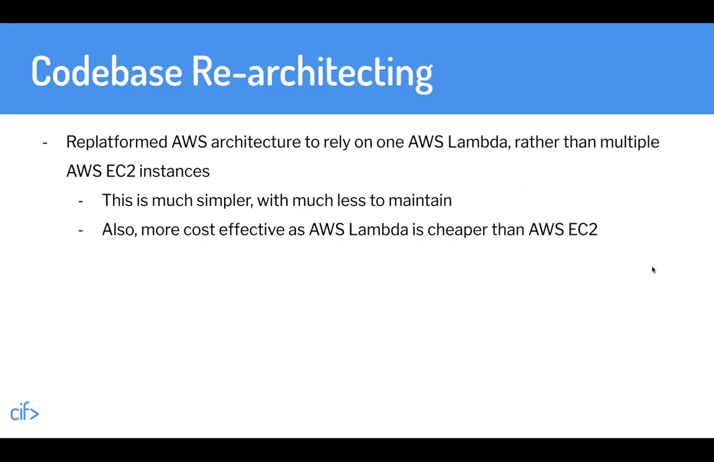And then I also replatformed the AWS architecture to rely on one single AWS Lambda, which is a different compute service than EC2. Previously, it was relying on multiple different EC2 instances. So this makes it significantly simpler with much less to maintain, since AWS Lambda is a lot more lightweight and cheap than EC2.